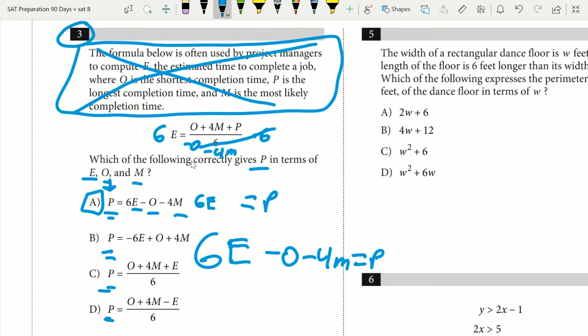Okay, so that saves you time because instead of reading this whole paragraph, you can quickly identify, I see that I have P equal to something in A through D. Therefore, I know I'm solving for P. I read my quick question at the end. It says to solve for P. So in that case, I multiply each side by 6, subtract O, and subtract 4M, thus giving me 6E minus O minus 4M. So my answer there will be A.